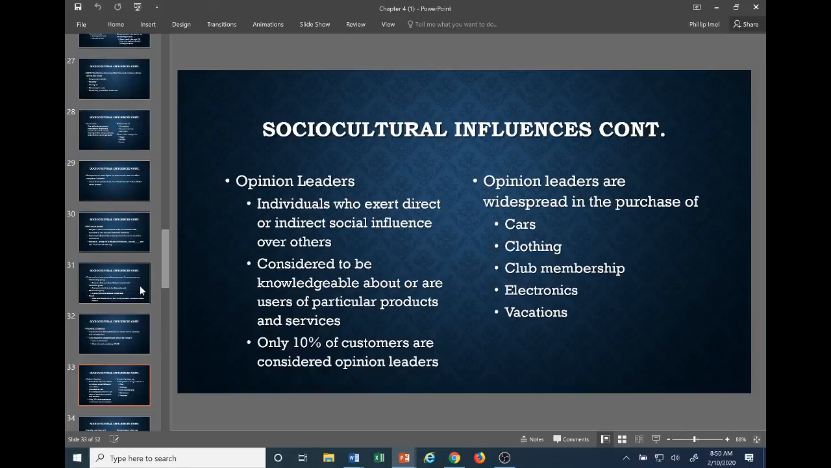So, what does that relate to of what we just said on the other page, when it says opinion leaders are widespread in the purchase of these items right here? What am I trying to relate it to? It's like we just talked about. It's related to opinion leaders. It goes hand in hand with the luxury goods compared to the necessity goods. So obviously, opinion leaders are going to be more correlated with the purchases of cars and clothing because those are more luxury goods. Obviously, clothing is a necessity, but it can also be known for being a luxury good as well.